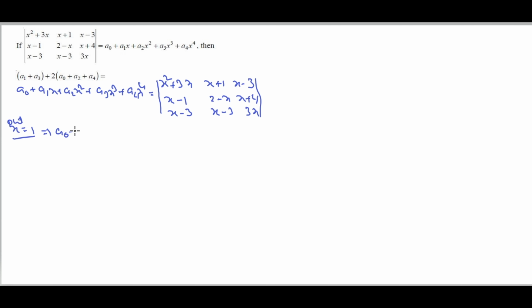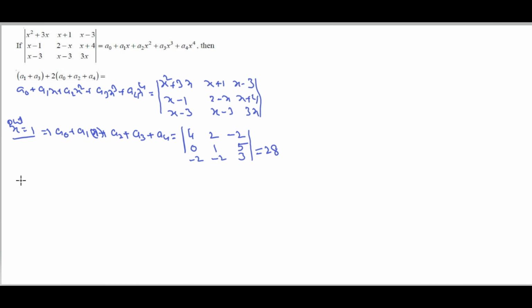So a0 plus a1x plus a2x square, that is a2 into 1, plus a3 into 1 cube is 1, plus a4, that is equal to 1 square plus 3, that is 4; 1 plus 1, 2; 1 minus 3, minus 2; 1 minus 1, 0; 2 minus 1, 1; 1 plus 4, 5; 1 minus 3, minus 2; 1 minus 3, minus 2; that is 3. So this total determinant value is equal to 28.